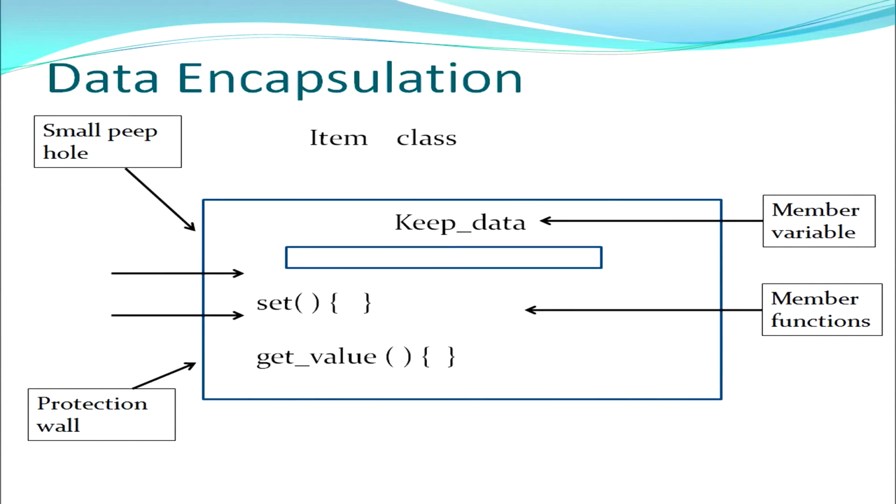It contains a data member, keep data, and two member functions, set function and get value function. So, this keep data can be accepted, displayed, manipulated. Usage in any form can only be through the set function or get value function. So, I have encapsulated the data, that is the keep data variable, and the member functions associated with that data, that is the set function and get value function, into a single unit called class. This is what is data encapsulation.